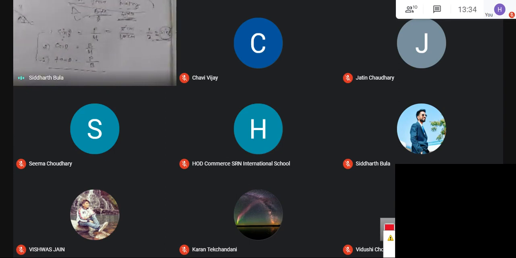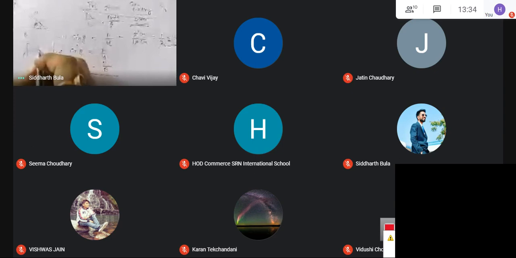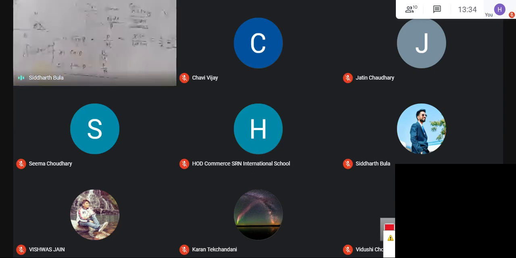So these are the 3 trigonometric functions, but as I told you, there are 3 more, a total of 6 trigonometric functions. These 3 are fundamental. The rest 3 are reciprocals of these 3.